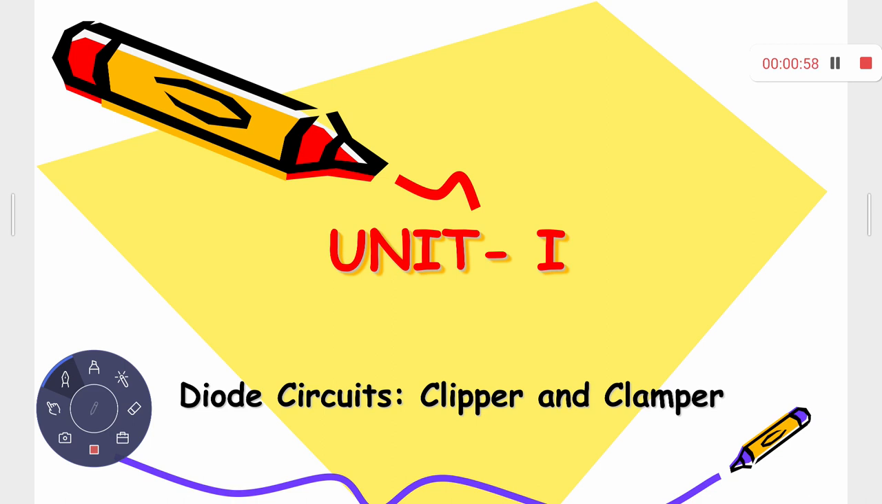We can arrange the diodes along with some battery and some resistance so that not the entire half cycle, but a portion of the half cycle will be present and the remaining portion might be clipped off. So we'll do some wave shaping operation using this clipping circuit. And using this clamping circuit, we can either add some DC level to the input or subtract some DC level from the input. So these are basically operations on the input signal that is already available to you.